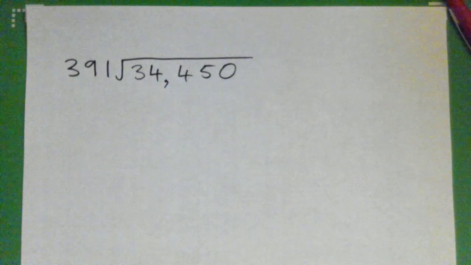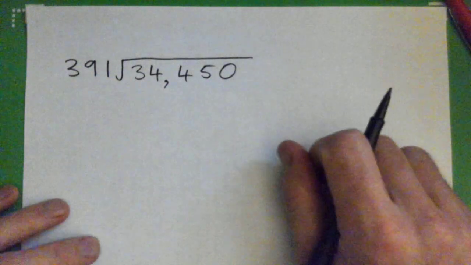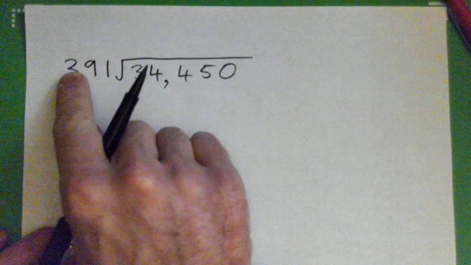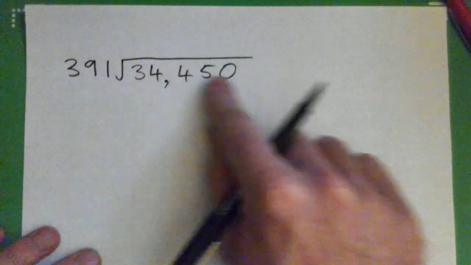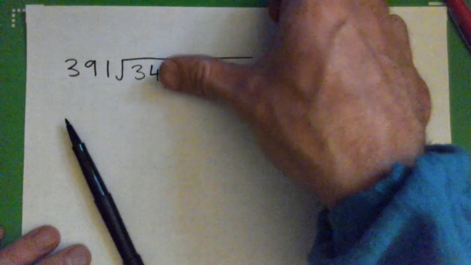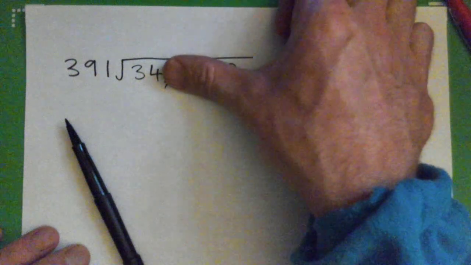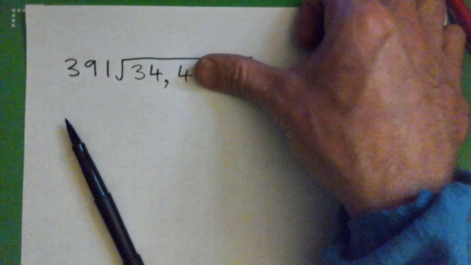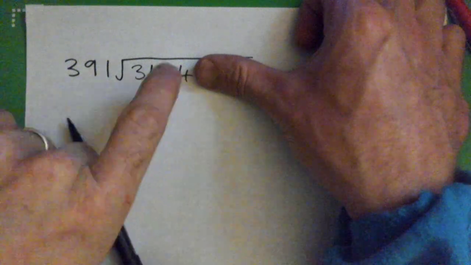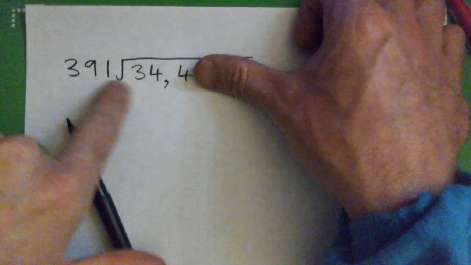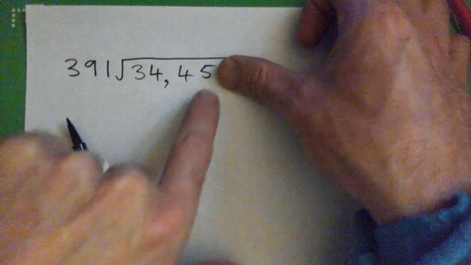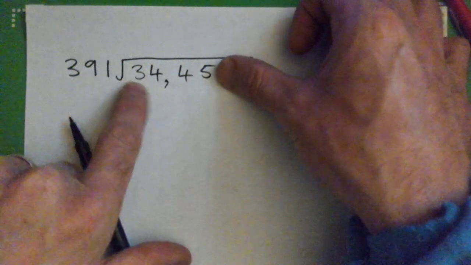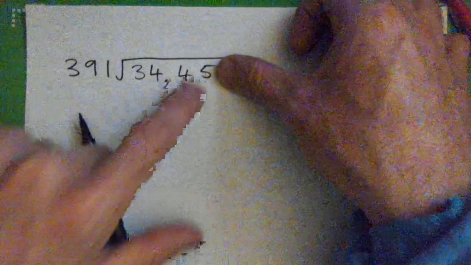Okay, so let's see. 391 into this. Well, let's see. It won't go into 3. It won't go into 34. Will it go into 344? No, because that is less than that. So it's actually 391 into, and just block this off, 3,445.